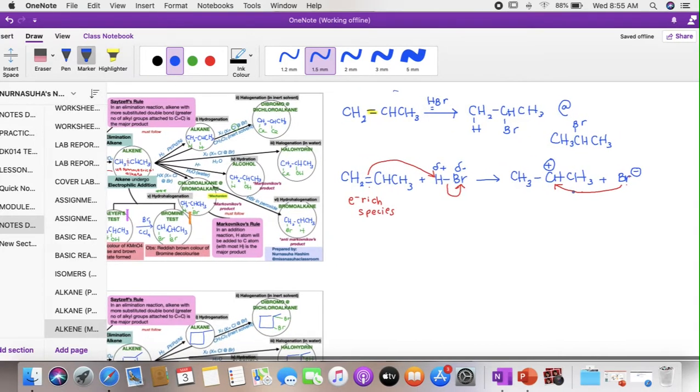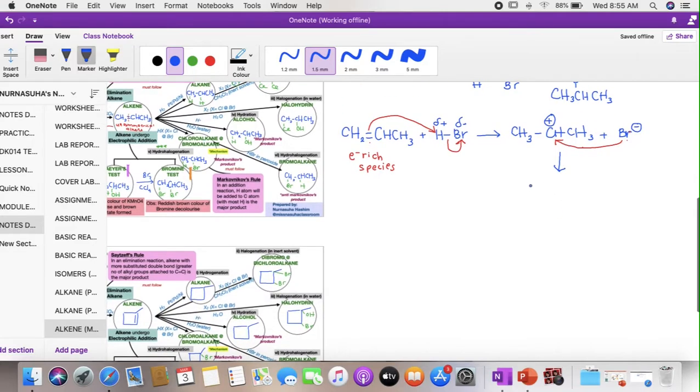So next, we draw the final product. So CH3 salin balik, CH3, CH. Now, C plus tadi akan buat covalent bond dengan bromine.